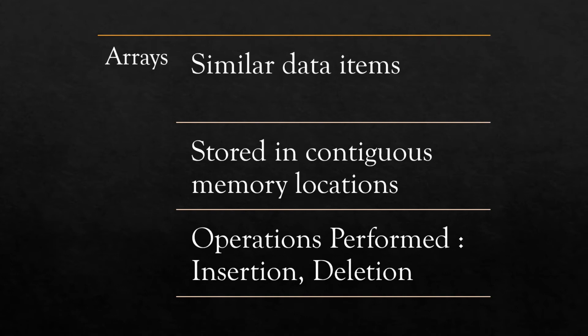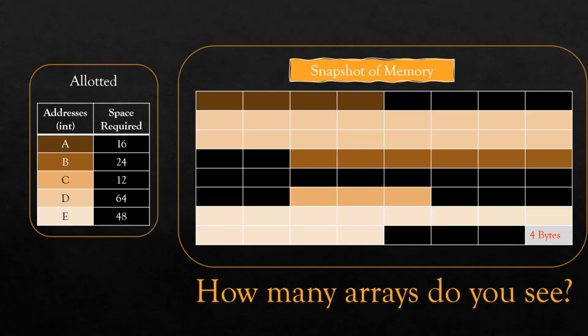The operations that are allowed on an array are insertion, deletion, and of course you can perform searching, sorting, and even rotation of the elements in the array. I have given a snapshot of the memory. Remember, the elements in A should be stored in contiguous locations. It is not essential that list A, list B, list C and so on should be in contiguous locations. The elements of one single list need to be in contiguous locations.